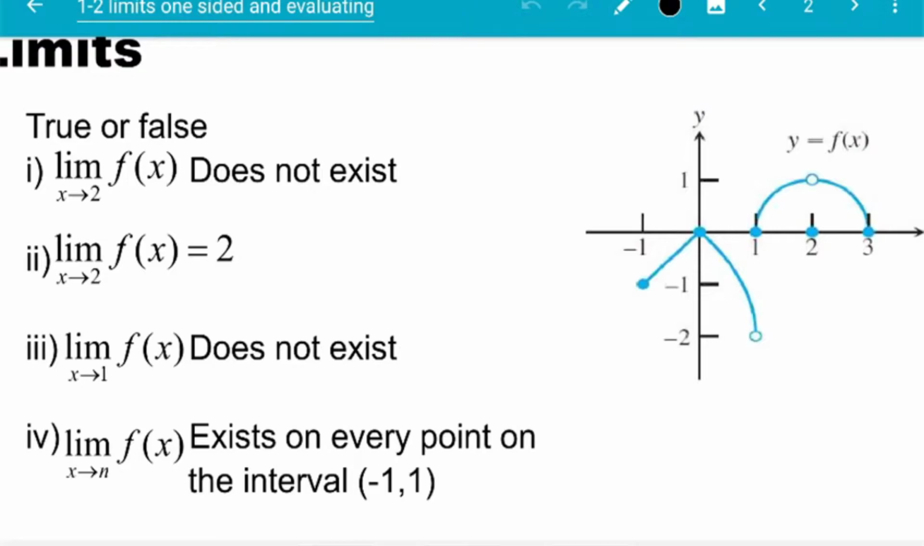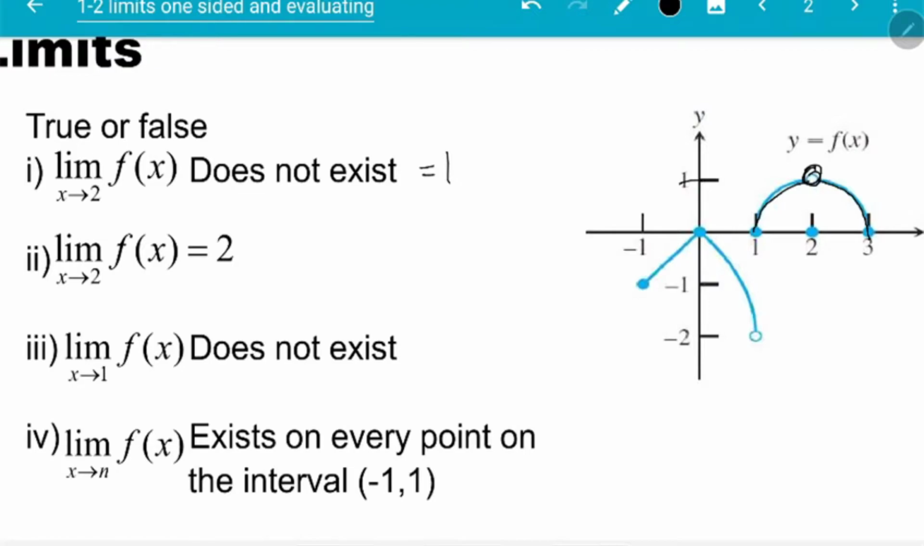So let's look at this really quickly. Does the limit exist, or does the limit not exist? This is false. The limit does exist. The reason the limit exists is because as I'm heading towards 2 from the left, I'm heading towards 1. As I'm heading towards 2 from the right, I'm heading towards 1. So that means the limit as I'm approaching 2 is going to be 1.